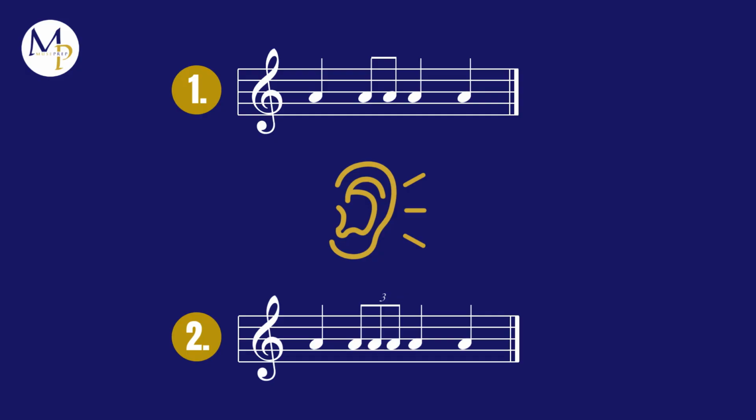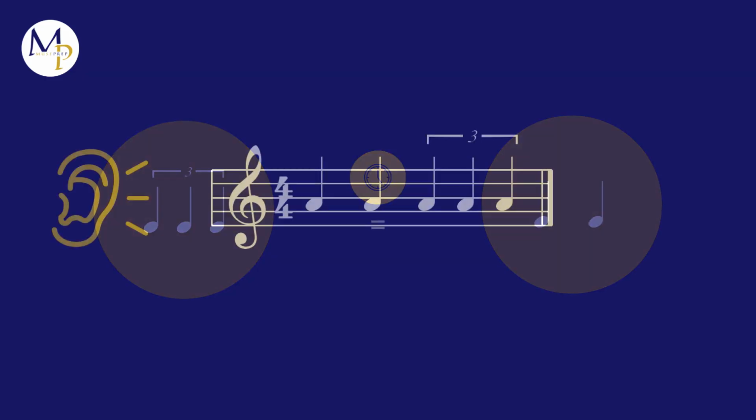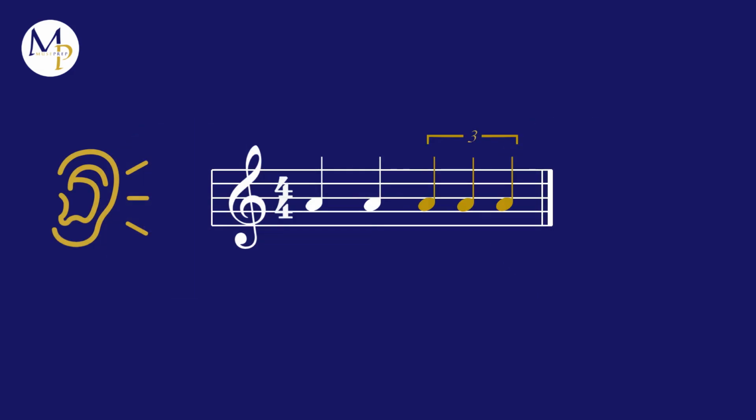The same principle works with other note values as well. Quarter notes can also form a triplet. 3 quarter notes are played in the time of 2. In the following example, a quarter note triplet fills the second half of a 4/4 measure. This is what it sounds like.